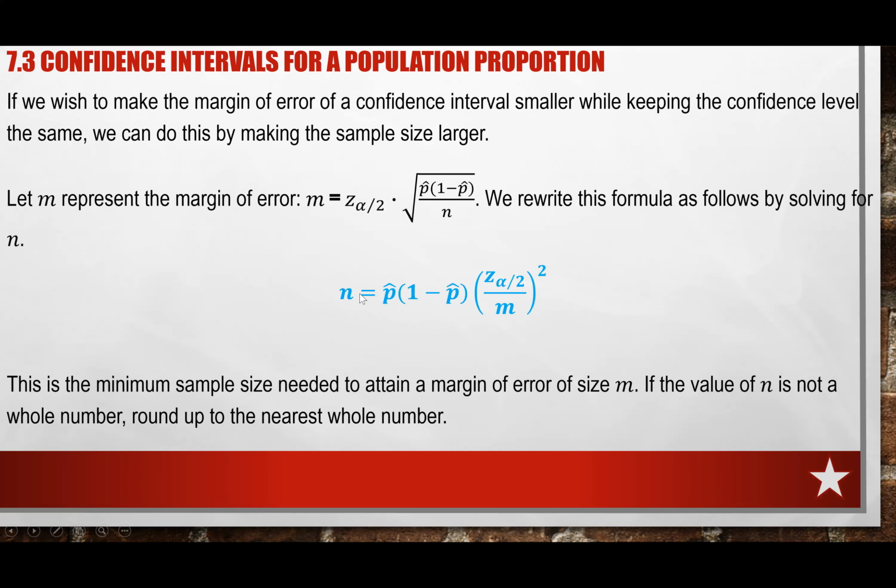And reminder, because we're looking for the sample size, the n, which is discrete data, your answer will always be a whole number. So if it's a decimal, we go up to the next whole number.